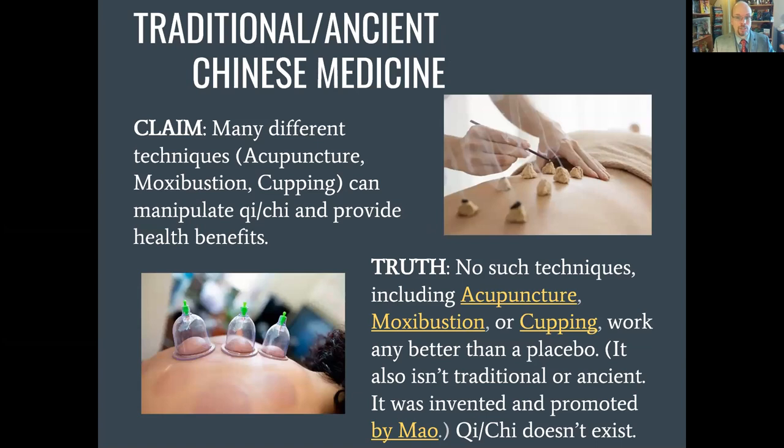Then there's traditional or ancient Chinese medicine. This is the claim that many different techniques, including acupuncture, moxibustion, and cupping, can manipulate qi and provide health benefits. The truth is that no such techniques, including acupuncture, moxibustion, and cupping, work any better than a placebo. It also, interestingly enough, isn't traditional or ancient. It was invented and promoted by Chairman Mao. It's a kind of long story, but you can see the article there if you're interested in that. And qi does not actually exist as a real thing.